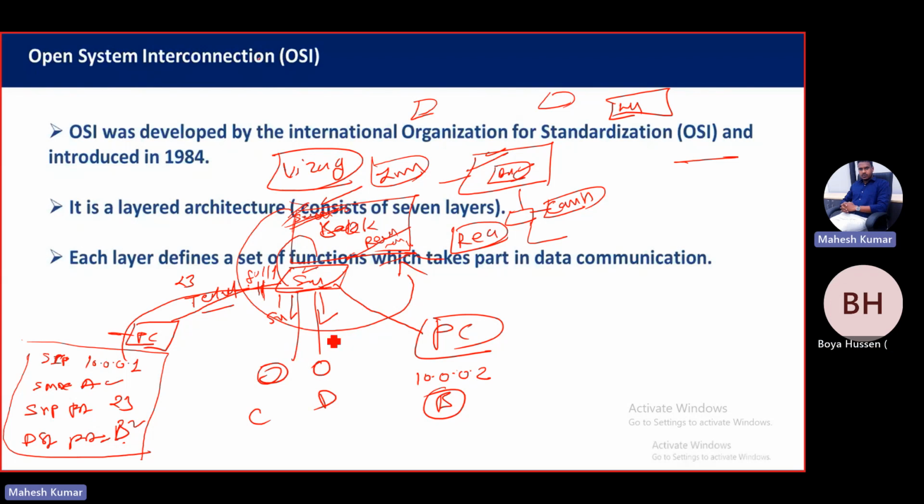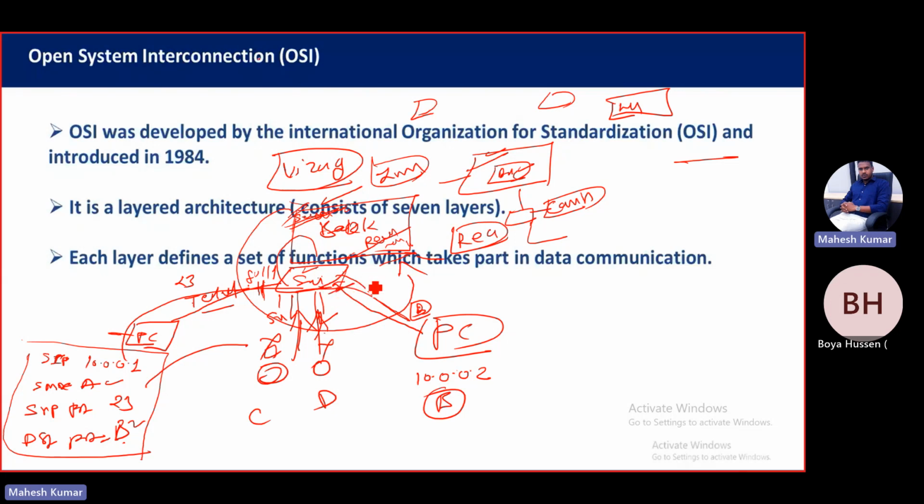But C and D will check whether the request is coming for B. They will open the packet and discard it. They will not reply to the switch because they don't have the MAC address B. So only B will check it, open it, and B will reply that I am B.